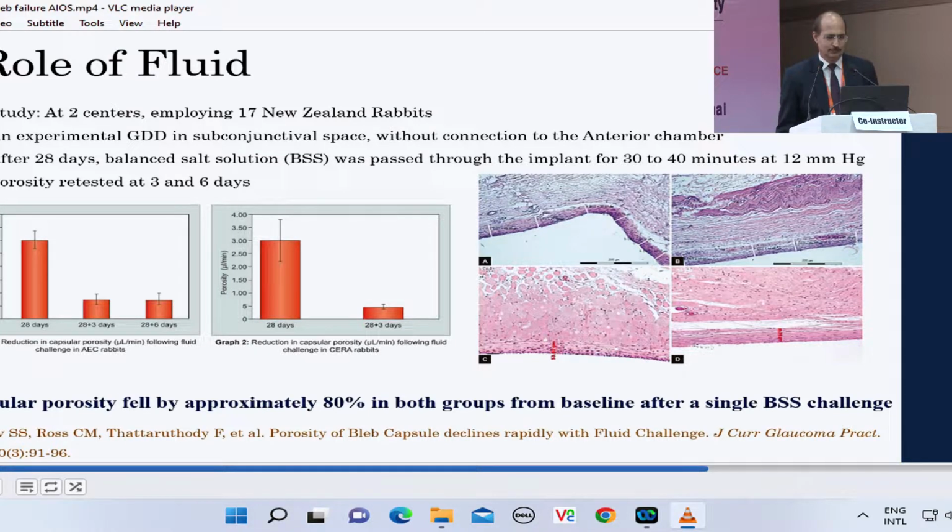And we tried to look at the impact of the fluid, which is the flow of aqueous, on the capsular porosity, which was retested at the 3rd and the 6th day. And interestingly, the capsular porosity fell by approximately 80% in both the groups from the baseline even after a single BSS challenge. There was no significant difference in the capsular thickness, but there was significant decline in the capsular porosity compared to the baseline.